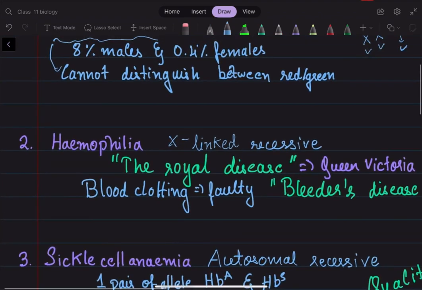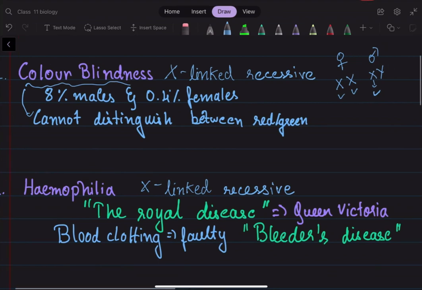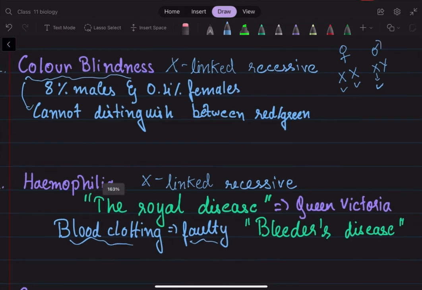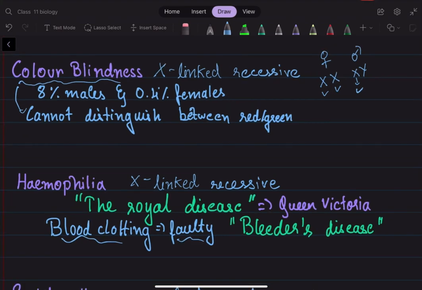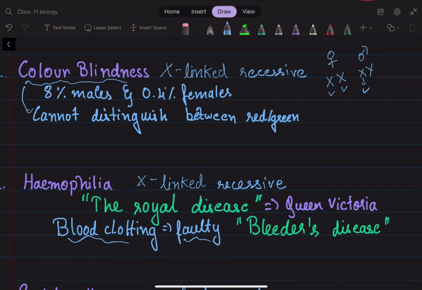Coming to another disease that is also an X-linked recessive disease, that is hemophilia. Hemophilia is called the royal disease because it runs in the family of Queen Victoria of England. In this disease, faulty blood clotting is seen. Whenever a person gets cut, the bleeding is continuous because the blood clotting is affected. That is why it is called the bleeder's disease, as continuous bleeding is observed.